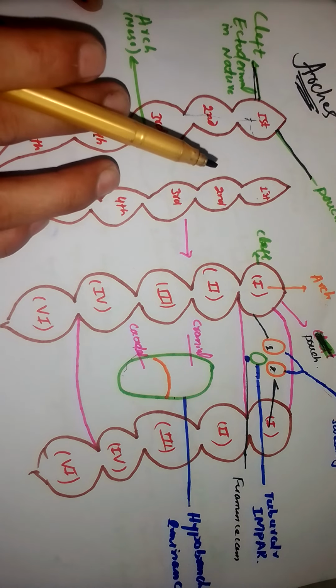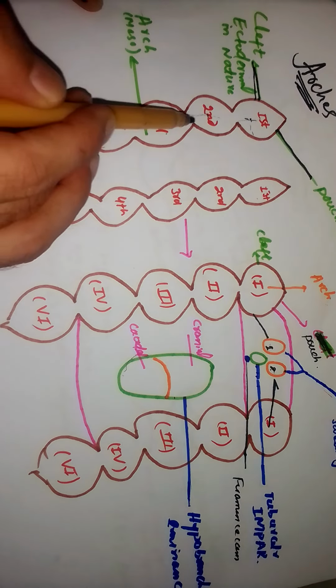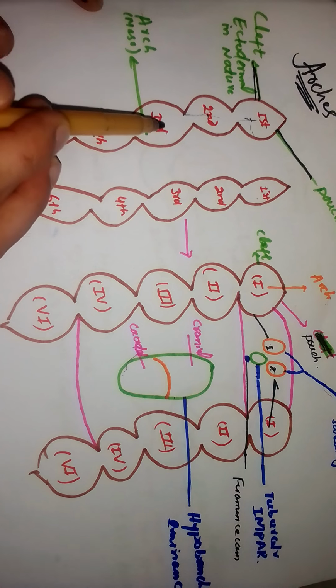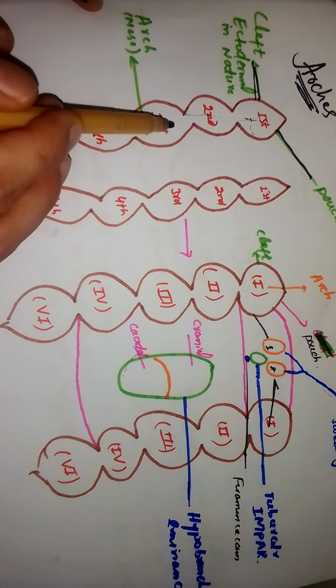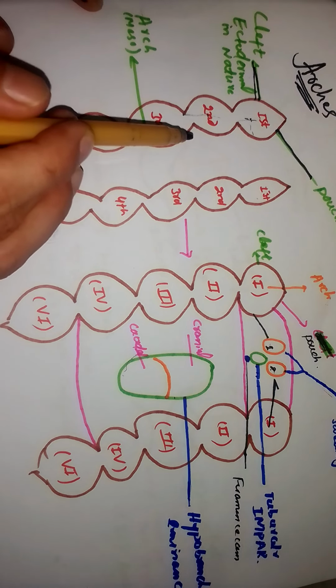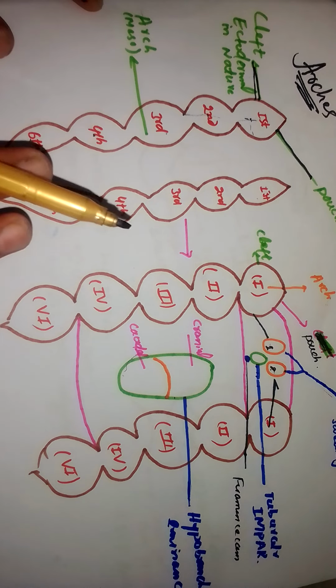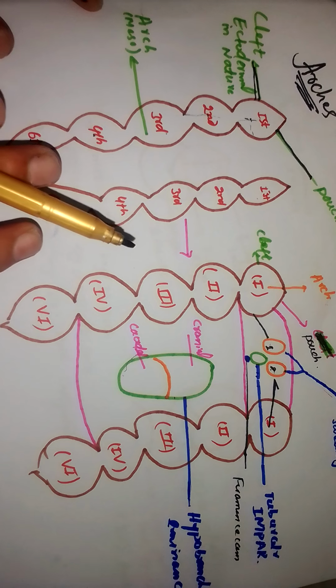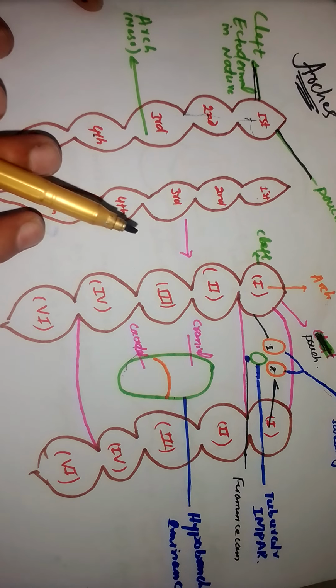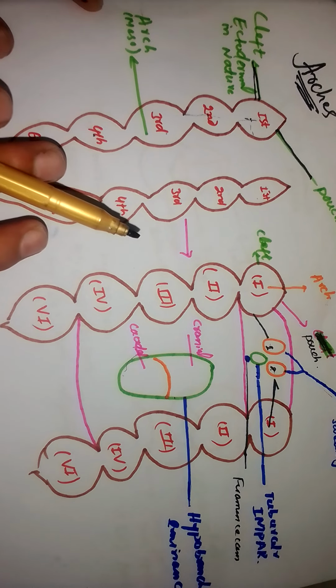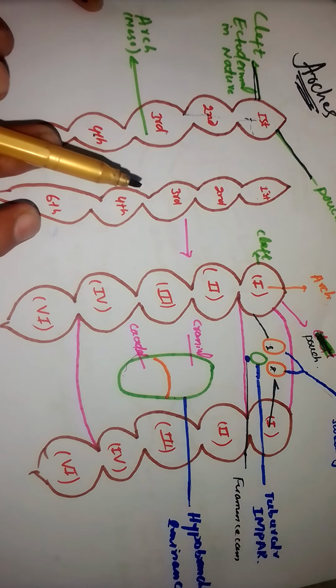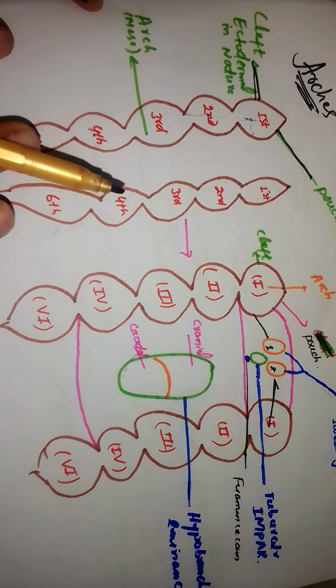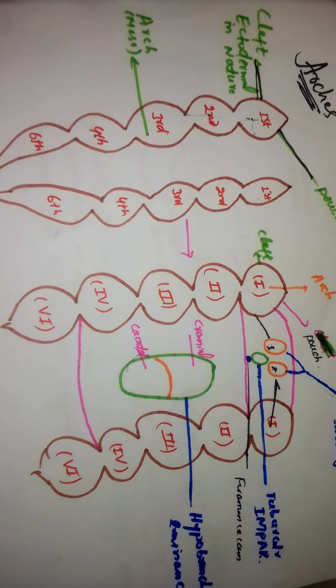Now these pharyngeal arches play an important role in the development of the tongue. The cleft and pouch do not play any role in the development of the tongue, but only the pharyngeal arch plays an important role. From the first pharyngeal arch, many things are derived, and from the second, third, and fourth, the hypobranchial eminence is derived.